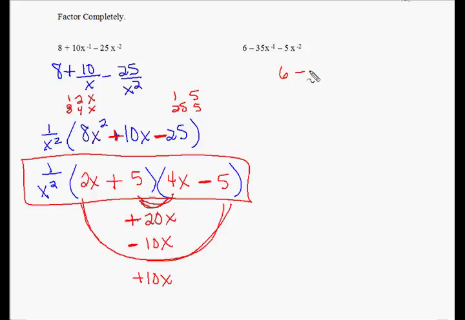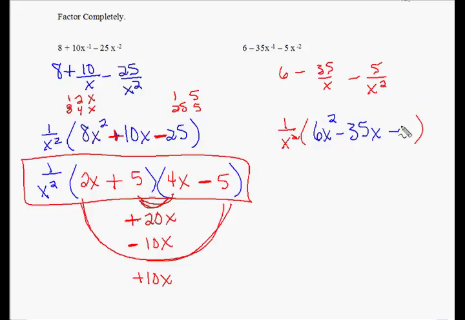Again, we can think of this as 6 minus 35 over x minus 5 over x squared, and so we can factor out that 1 over x squared from each term. Essentially what happens when you factor out is that you divide the original by this factor. And if you recall, when you divide fractions, you multiply by the reciprocal. So that will leave me with 6x squared minus 35x minus 5.